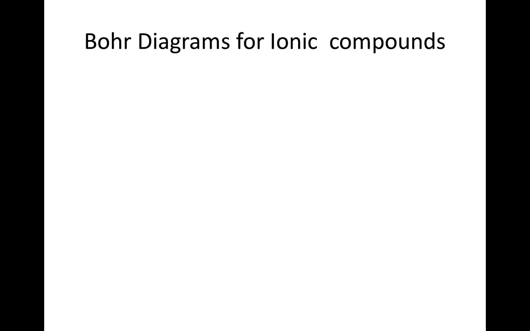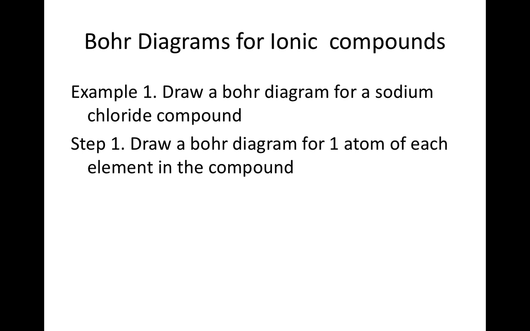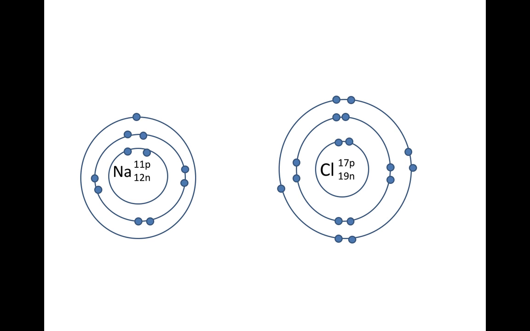Bohr diagrams for ionic compounds. So example 1, we're going to draw a Bohr diagram for a sodium chloride compound. Step 1, draw a Bohr diagram for one atom of each element in the compound. So we start by drawing a sodium atom and a chlorine atom.